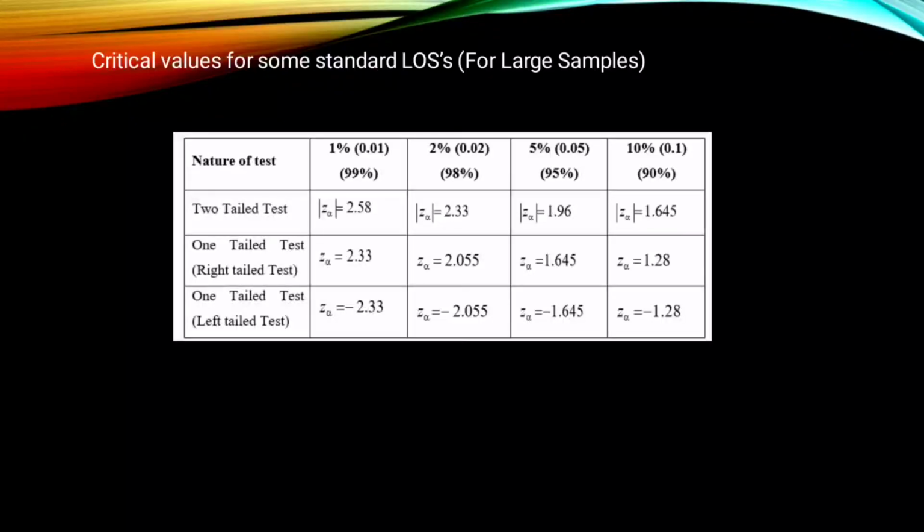That is, the nature of the test is given, that is two-tailed test, whose corresponding table value at 1% level is 2.58, at 2% level of significance the corresponding critical value is 2.33, at 5% level of significance the corresponding critical value is 1.96, and at 10% level of significance the corresponding critical value is 1.645. Similarly, for the right tail test and left tail test, the critical values corresponding to the levels of significance are given.